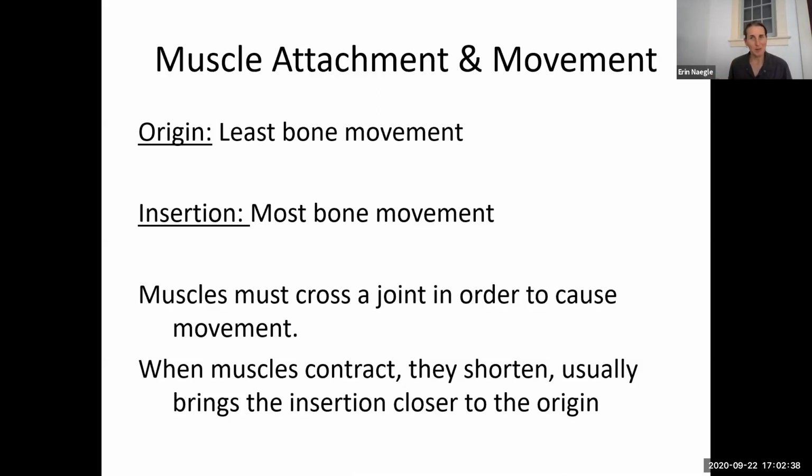So now that we've talked about attachment, let's talk about some movements. You might have noticed in those images that each muscle is going to connect at least two different places in the body. And there's always an origin, which is the bone that has the least amount of movement, and an insertion, the bone with most of the movement.